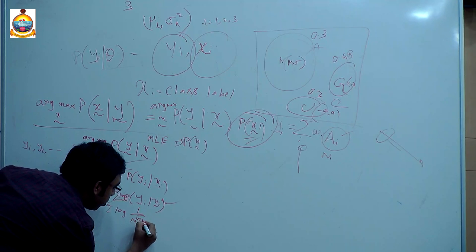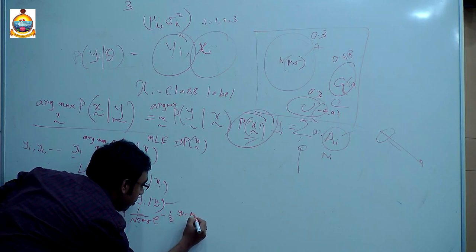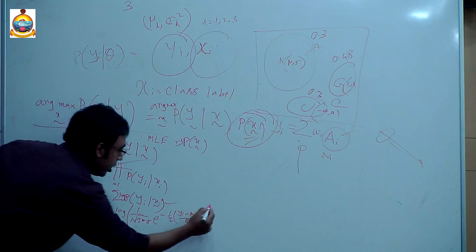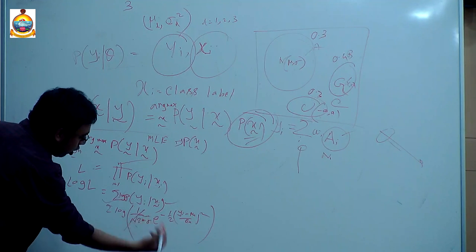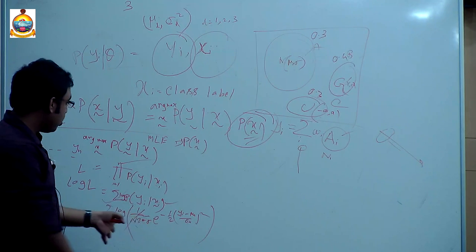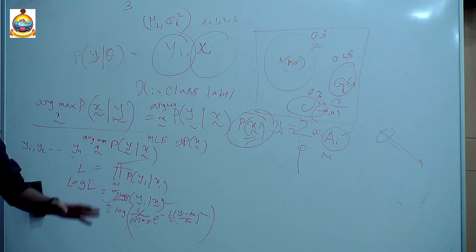You just do 1 by root 2 pi sigma e to the power minus half (yi minus mu k by sigma k) square. So this is the exponential function. This portion is a constant term. This is the minus log of sigma, and this portion is just a square function. Doing the second order derivative of this function is very easy. You can easily do the parameter estimation.